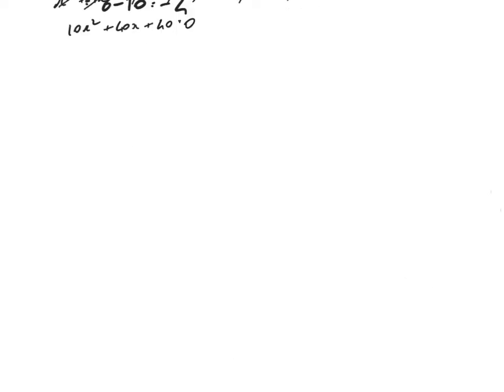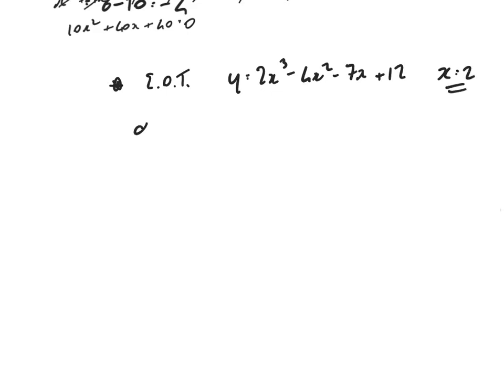Okay, let's try another question that's going to be interwoven with some differentiation work. So the question is asking us this time to find the equation of the tangent to the curve y equals 2x cubed minus 4x squared minus 7x plus 12, where x is equal to 2. Okay, so my first move is to differentiate, and that will give me 6x squared minus 8x minus 7.